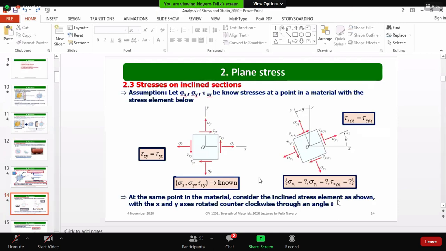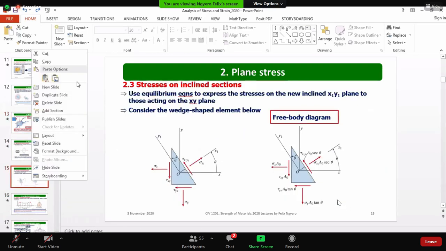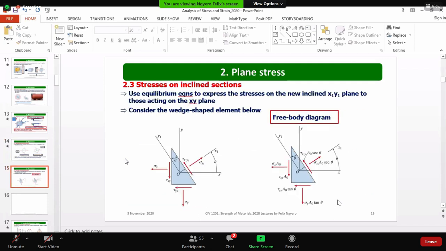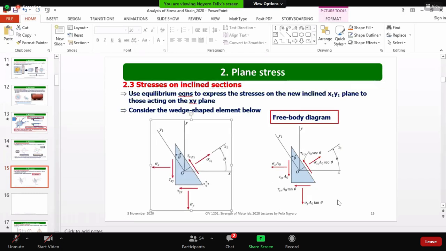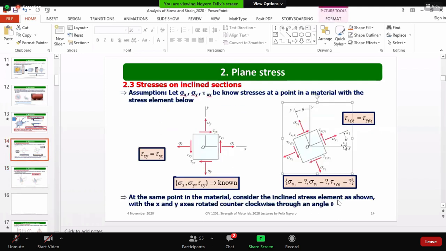Okay. So now, to derive those equations, I don't think we are going to complete that today. To derive that, we shall consider a wedge-shaped element. Now this wedge-shaped element has some of the faces perpendicular to the original x-axis and the y-axis. And then another face is inclined at an angle theta, the same angle at which we rotated this axis x y to new positions, or to new axis x one y one.